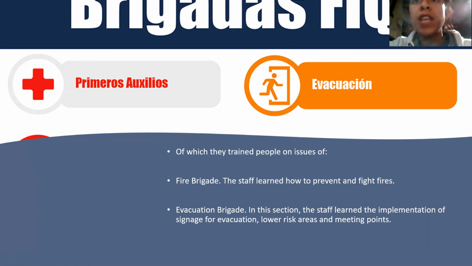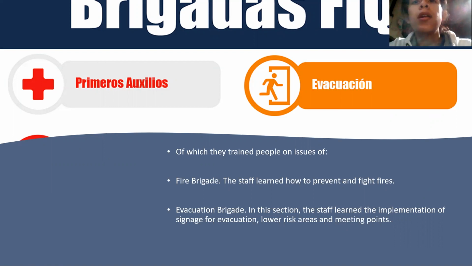In the prevention stage, the civil protection team, through its brigades, taught us all the tools and knowledge that we need every day in the establishment. The fire brigade showed how to prevent and fight fires. The evacuation brigade taught staff to implement signage for evacuation routes, low-risk areas, and assembly points.